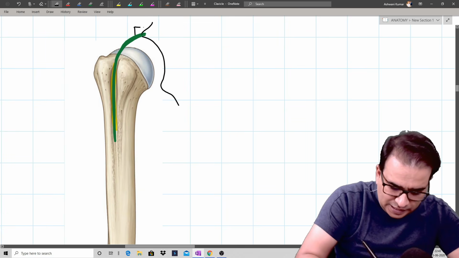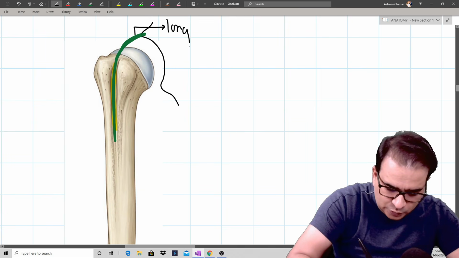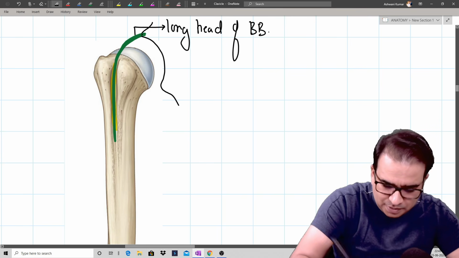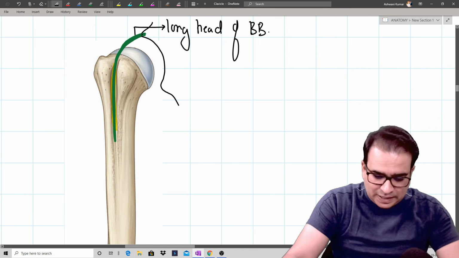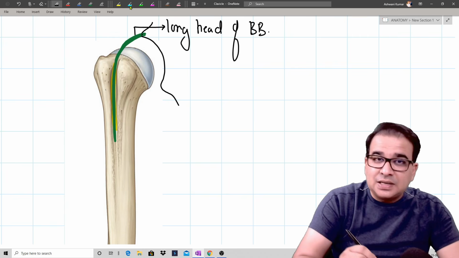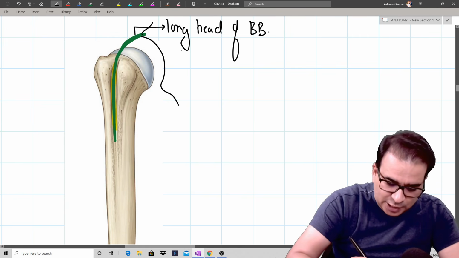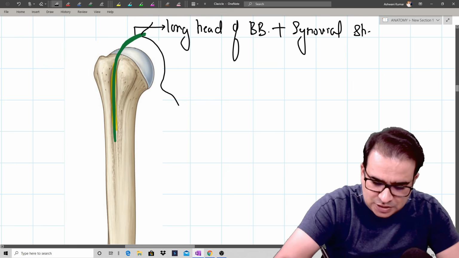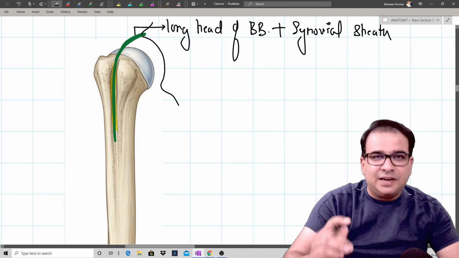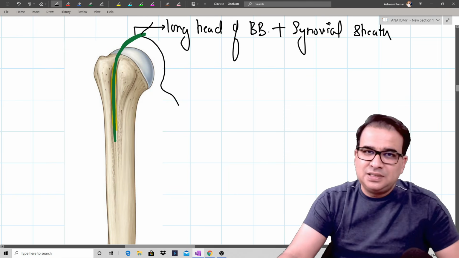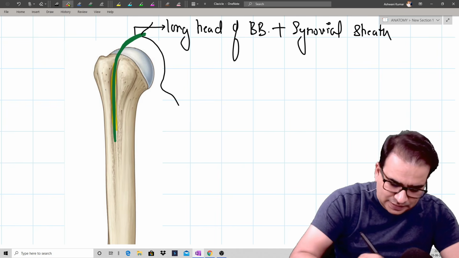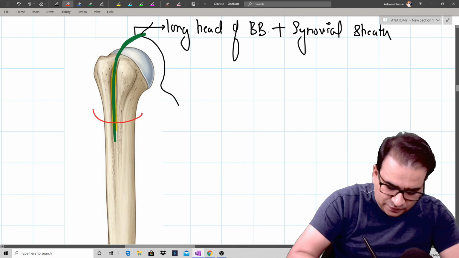So one thing which is clearly present in the bicipital groove is the long head of biceps brachii. I'm writing BB. What else? Obviously, along with it there will be a synovial sheath. The synovial sheath is the one which will prevent friction when this tendon slides in the intertubercular sulcus. And not only that, there is an artery called the anterior circumflex humeral artery.